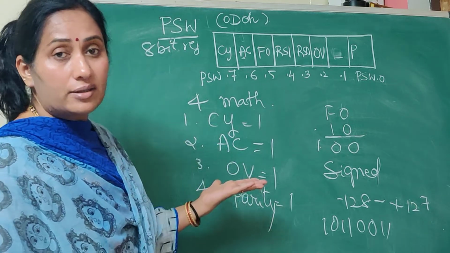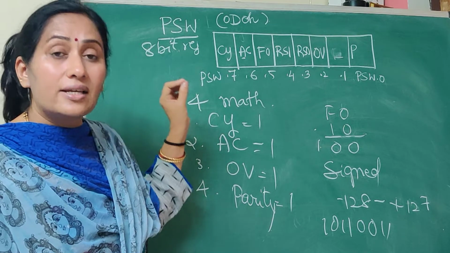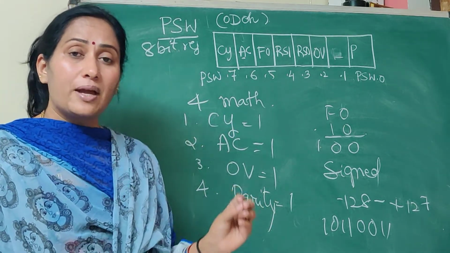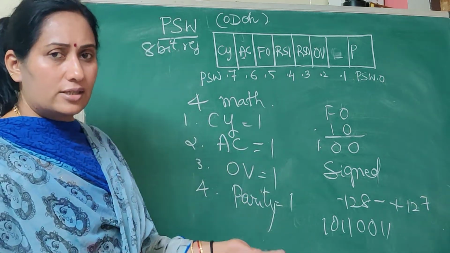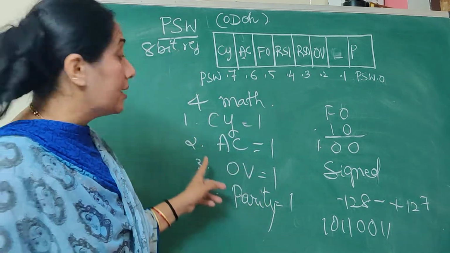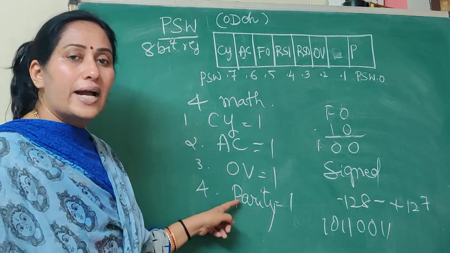It is machine controlled. The flags are going to reflect the status of the result, and the parity flag is going to say something about the contents of the accumulator or some results of the different operations. So this is going to be about the 4 mathematical flags: carry flag, auxiliary carry flag, overflow flag, and the parity flag.